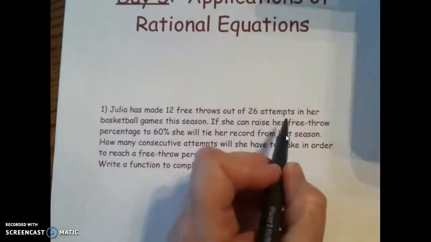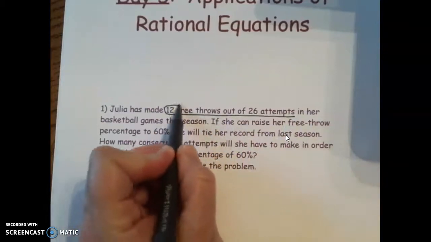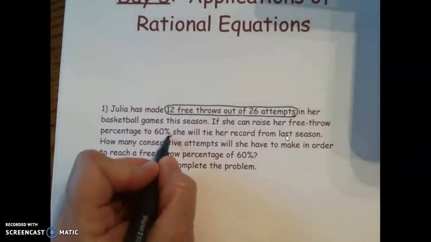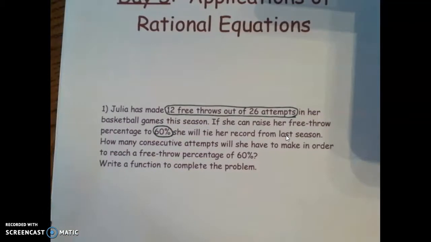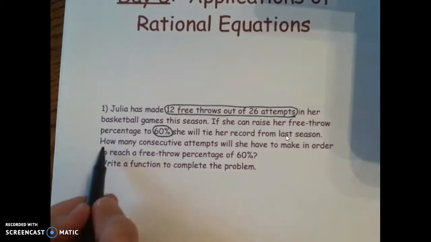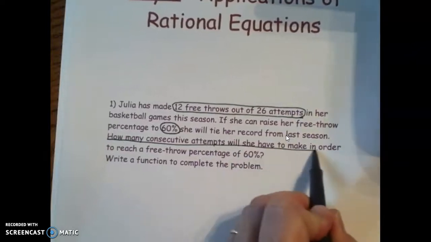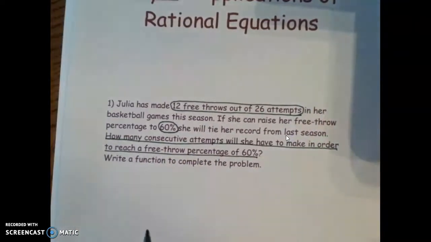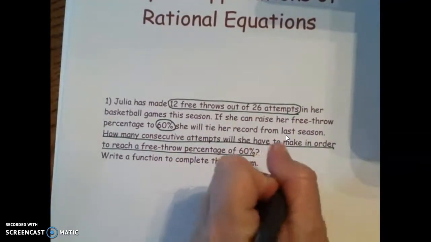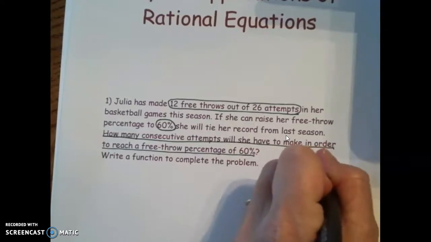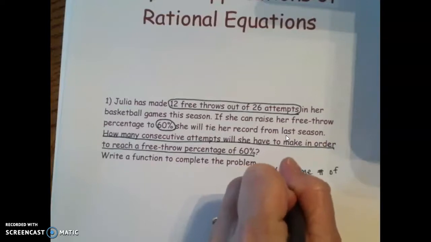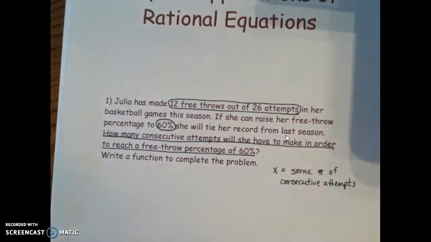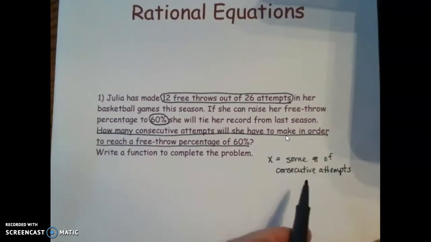So let's circle important numbers. So she made 12 out of 26 attempts. We're wanting to know what she's going to need to raise her percentage to 60%. Let's underline our question. How many consecutive attempts will she have to make in order to reach that percentage of 60? So I'm going to let x represent some number of consecutive attempts. Consecutive meaning one right after the other.